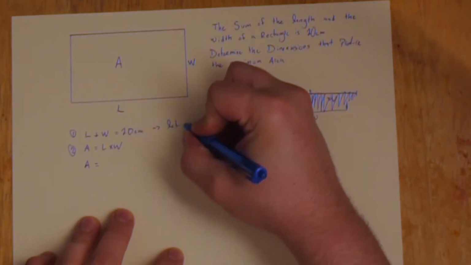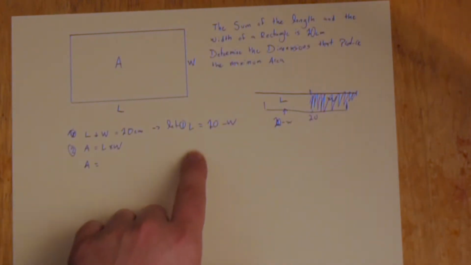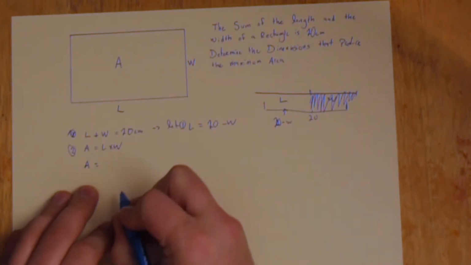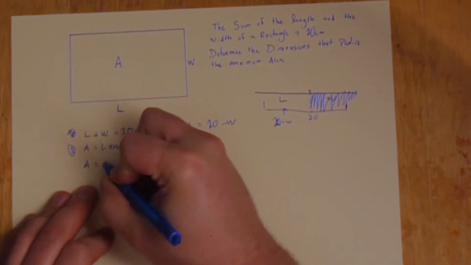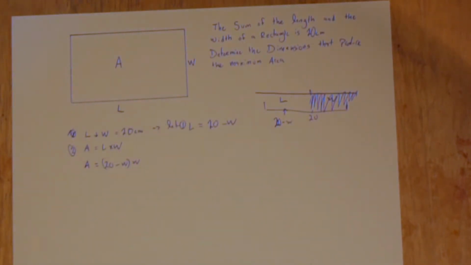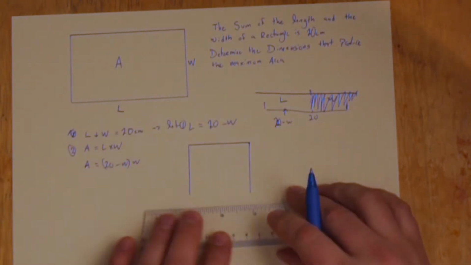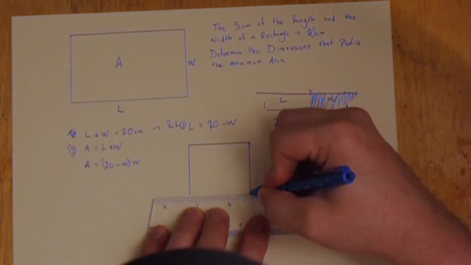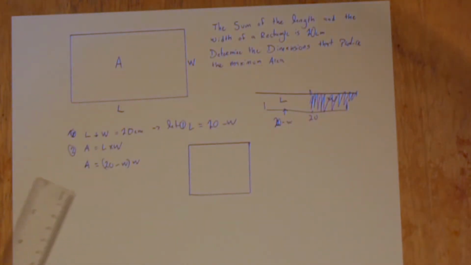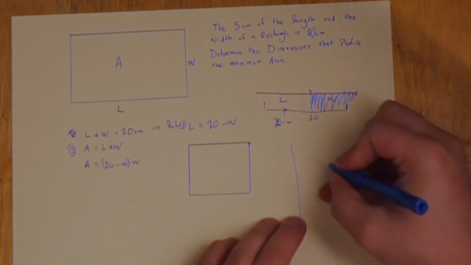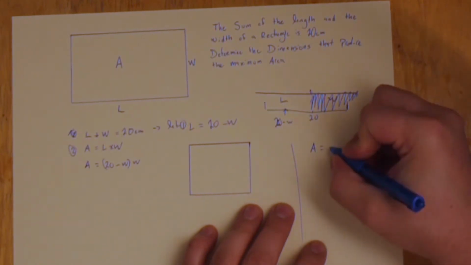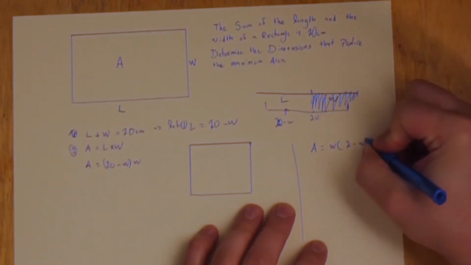So we have our equation 1 and equation 2. Let's call this equation 1 and equation 2, and substitute 1 into 2. So we have 20 minus w times w. If we draw our little box, this is indeed a square, but we're going to treat it like it is a rectangle here. We know it's a square if we really quickly go through. Our area is A, and we're going to have w times (20 minus w).